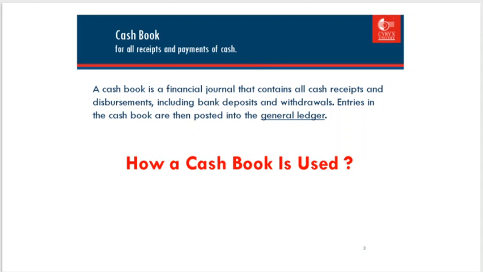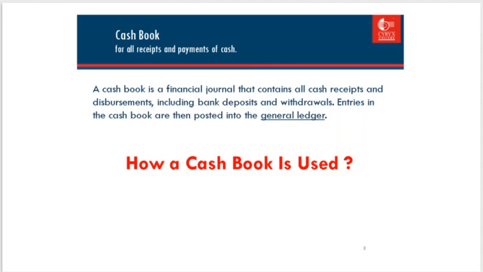Cash book, for all receipts and payments of cash. A cash book is a financial journal that contains all cash receipts and disbursements, including bank deposits and withdrawals. Entries in the cash book are then posted into the general ledger. How a cash book is used. A cash book is set up as a subsidiary to the general ledger in which all cash transactions made during an accounting period are recorded in chronological order.